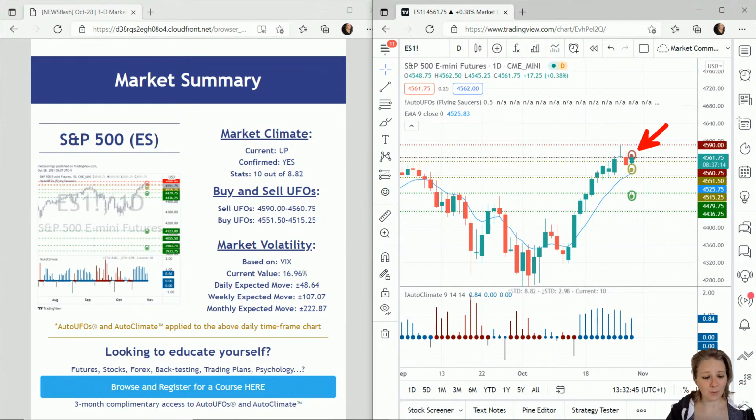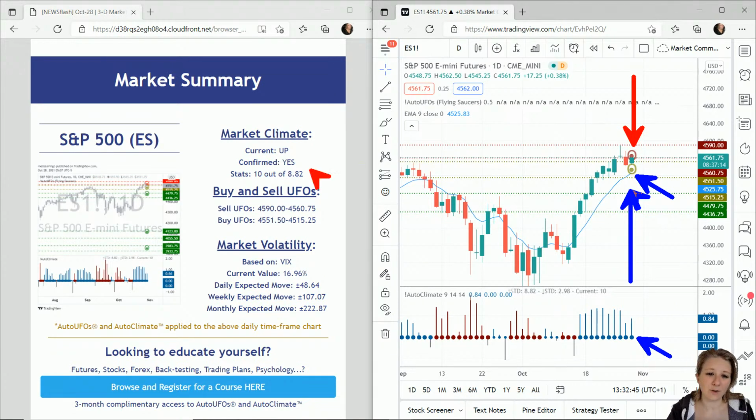So essentially, just to summarize here, we have buyers pushing upwards from the UFOs and from the climate, but we have sellers right where we are right now pushing downwards, and we're kind of overextended or coming to the end of being overextended. So overall, I would say not enough probabilities in either direction.